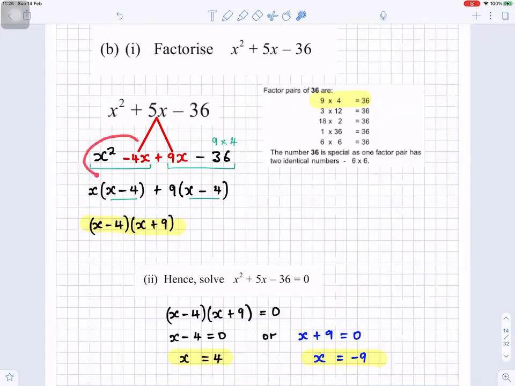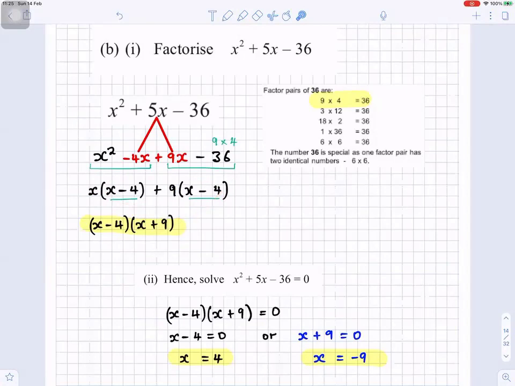So we want to factorize this first pair. x is common. And then you're left with x minus 4. 36 is the same as 9 times 4. So there's 9 there, there's 9 there. 9 comes out of the bracket. And you're left with x minus 4. We factorize again. There's x minus 4 there, x minus 4 there. So we take that out. And you're left with x, you're left with plus 9. So x minus 4 bracket x plus 9.